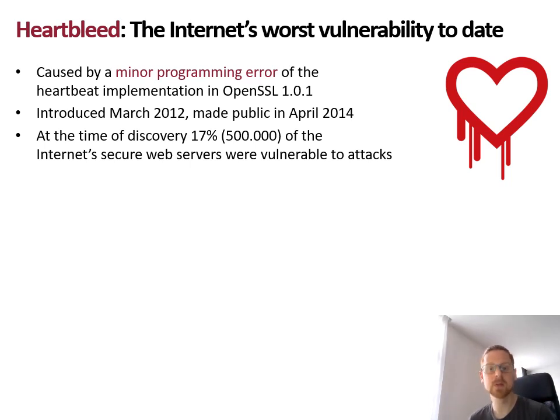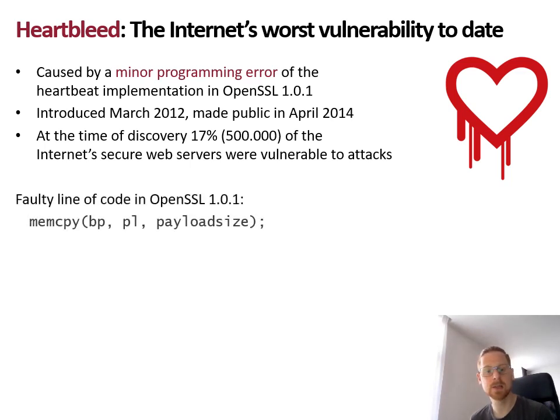When it was discovered, still 17% of the internet's secure web servers, so these are the web servers that were using HTTPS, were vulnerable to the attack. That means over 500,000 servers. And the attack was based on one line in the OpenSSL implementation, namely a copying of an array into another array based on the size of the payload of the data in the heartbeat message of the heartbeat protocol of SSL.